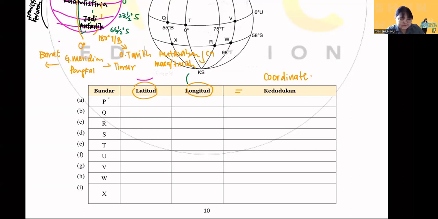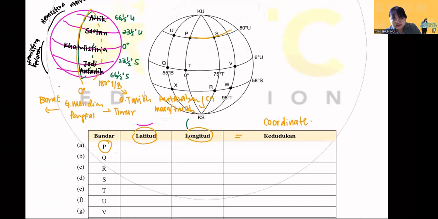Give you an example. Let's say P. Where is P? P is here. Always look at the horizontal first. After that, look at the bottom. So, side by side. Latitude is how much? 80. You write down 80 Utara. Longitude is how much? Zero. Write down zero. Then how does your kedudukan come out? 80, comma, zero. Like that. You will get your kedudukan. Is that okay?